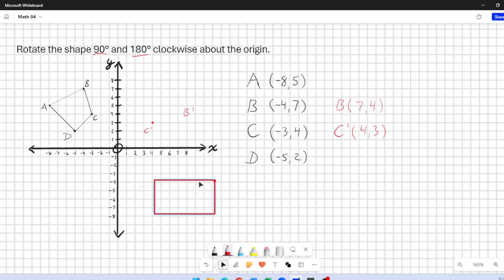Get rid of that, we don't need that no more. There we are. Okay, and you can kind of see once again, when I look at the original point and where I'm at now, which should be B prime, we had negative 4, 7, and now 7 and 4. So it looks like the numbers for x and y have flipped again.